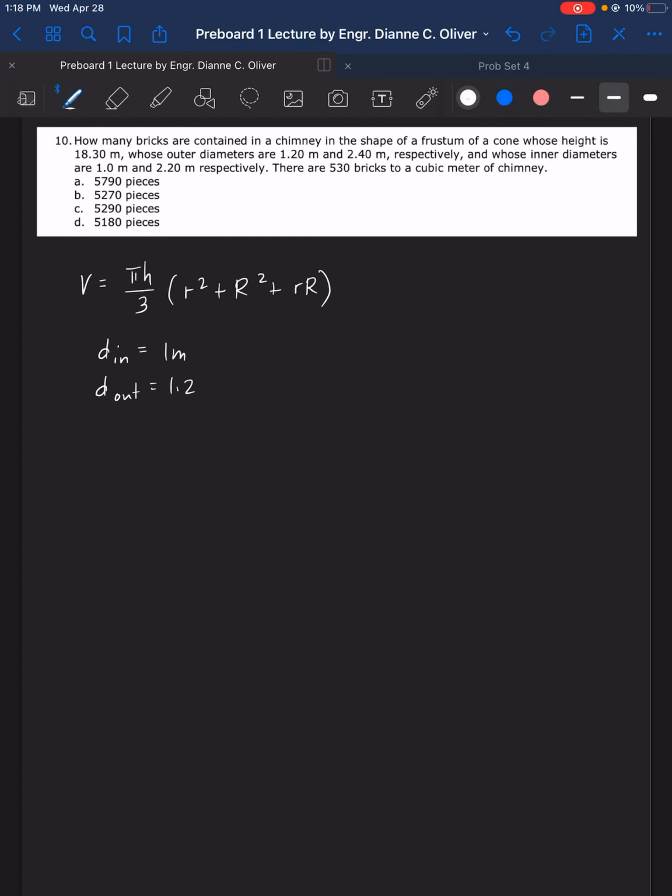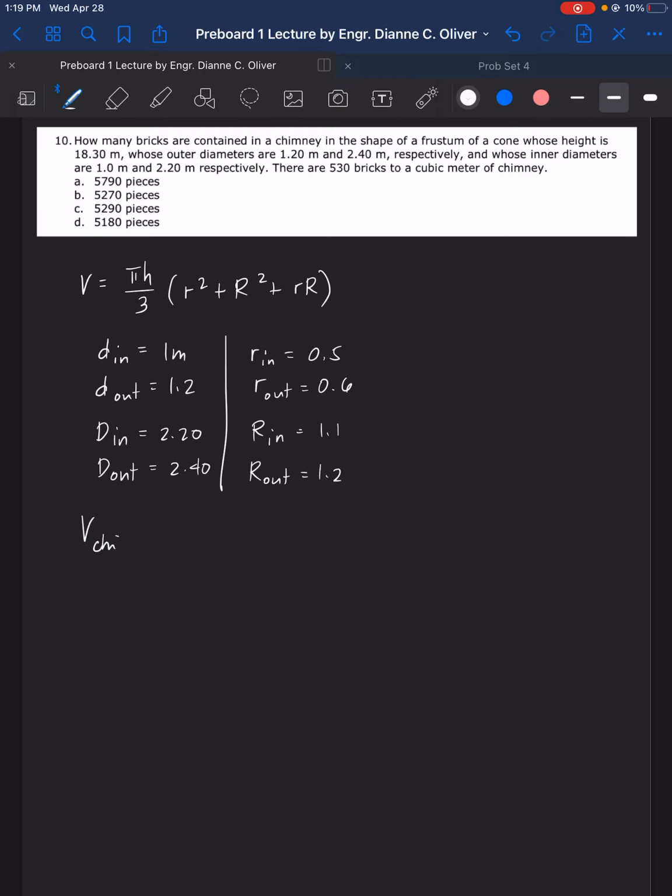Oops, we're running out of battery. So for the bigger diameters, we have the inner diameter 2.20 and the outer 2.40. Since we are dealing with radius, let's have the radii. So R in is 0.5, R out is equal to 0.6. For the bigger, radius in is 1.1 and radius out is 1.2.